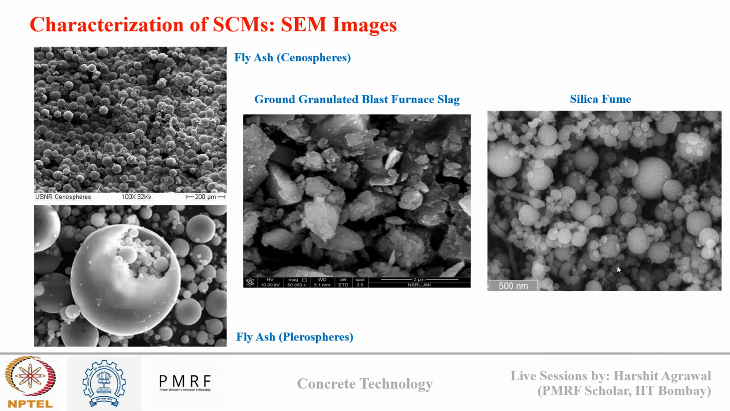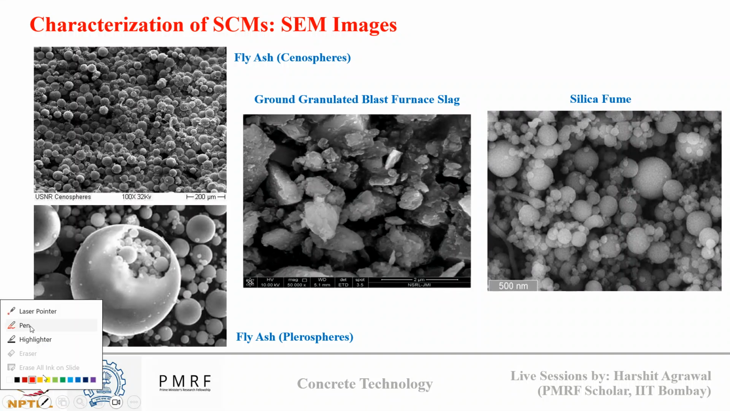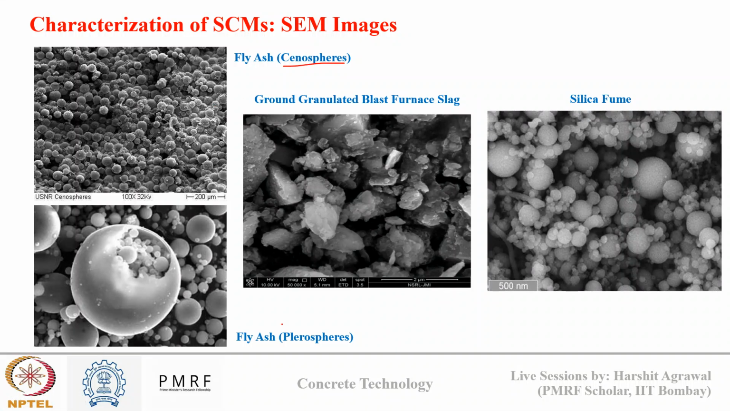First we'll look at the characteristics of SCMs, in which first we have the scanning electron microscopic images, which is also abbreviated as SEM images. As you see, fly ash is spherical in nature and it exists in two forms: cenosphere and plerosphere. Fly ash can be a solid particle or a hollow particle. So it can be a solid spherical particle or a hollow spherical particle.